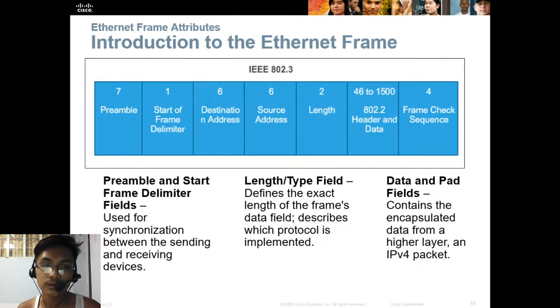Introduction to the Ethernet frame. The preamble and start frame delimiter fields are used for synchronization between the sending and receiving devices. The length/type field defines the exact length of the frame's data field and describes which protocol is implemented. The data and pad fields contain the encapsulated data from a higher layer, such as an IPv4 packet.